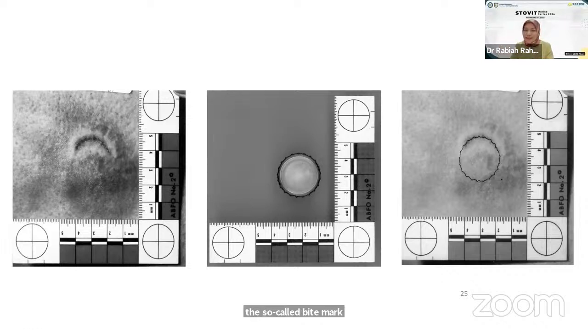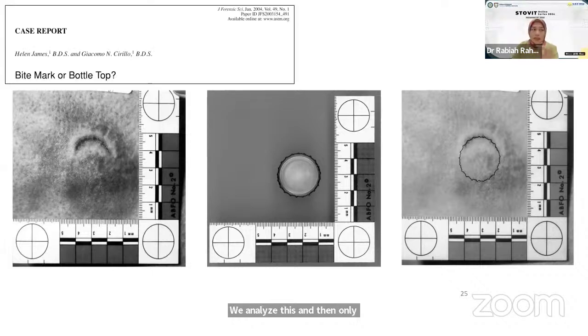So what do we want to tell here? We have to be very cautious. Our first thought, we keep it, we analyze first, and only then we come to a conclusion. She actually published this as a case report. You can find it and read about it. It's called bite mark or bottle top. It's very interesting, so for further detail, you can go to this case report.